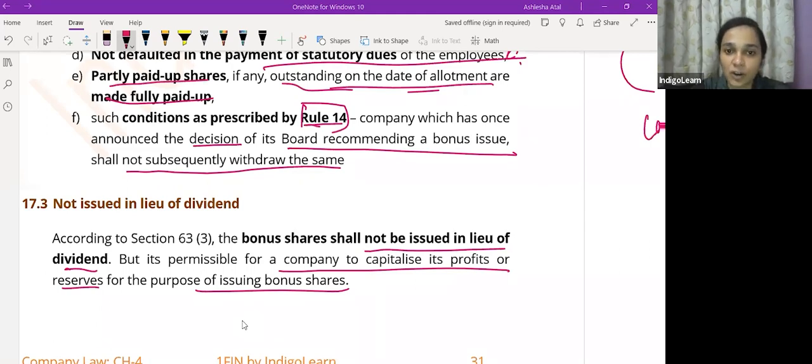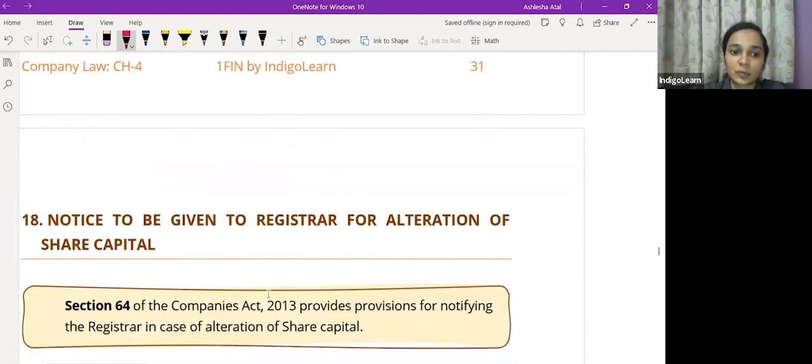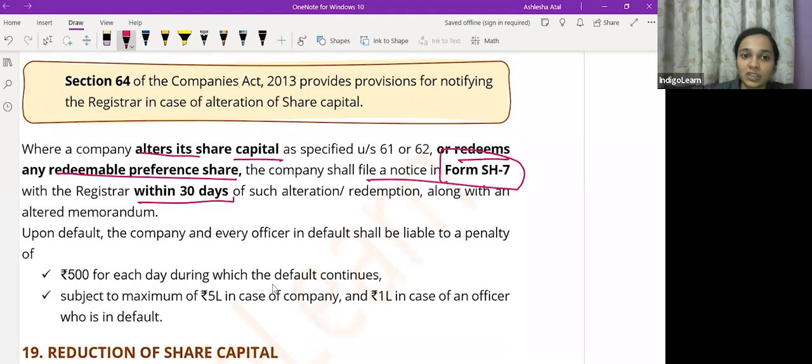So let's talk of section 64. Section 64 is a basic section, and basically it says that whenever there's any alteration in the share capital, the registrar of the company shall be informed about such alteration. So वही section 64 बोलता है. Basically says where a company alters its share capital or redeems any redeemable preference share the company shall file a notice in form SH7 with the registrar within 30 days of such alteration or redemption, along with the altered memorandum.